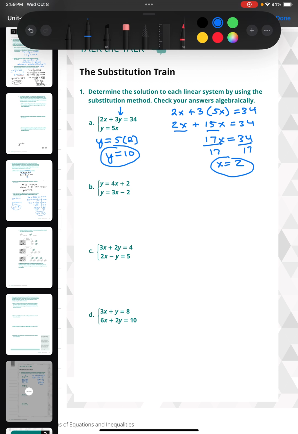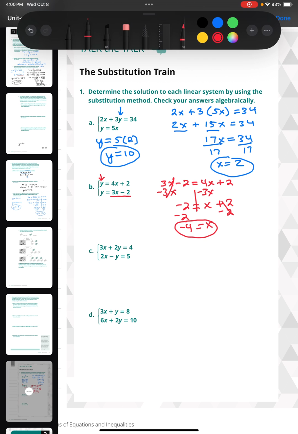Now might be a good time to pause the video, try the next 3, and then you can check your work. Okay, so for B, switch colors so you don't get confused. They're both equal to y, so I'm just going to substitute the 3x minus 2 for the y here. 3x minus 2 equals 4x plus 2. Solve that system. I'm going to subtract 3x. So we get negative 2 equals 4 minus 3, so 1x plus 2, and then subtract our 2 over to isolate the x, and we get x equals negative 4.